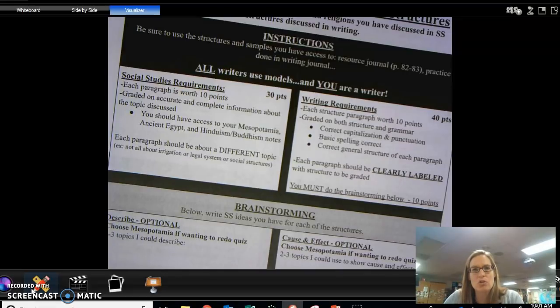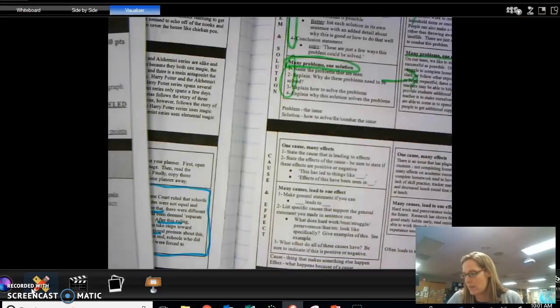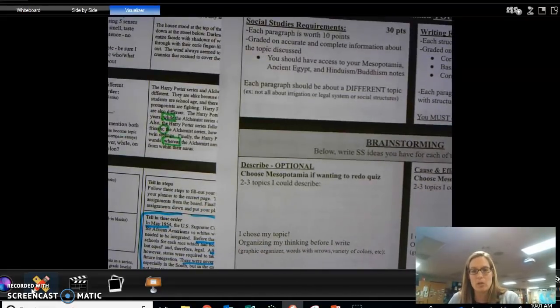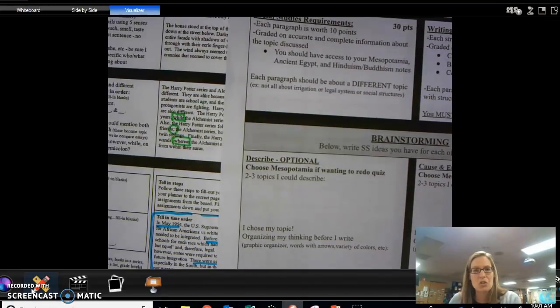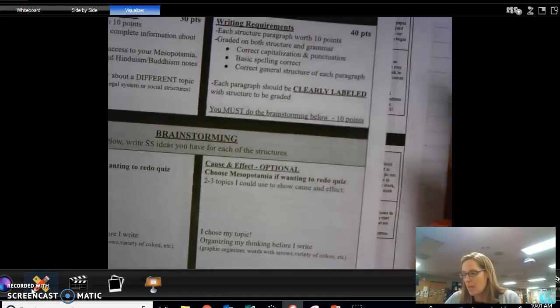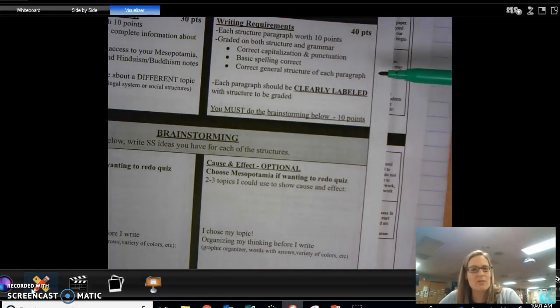So if it's problem solution, you're using words like problem and solution, and you are using the samples on page 83 to help you. If it's comparative in nature, you are going in the order specified on page 82 because that's how we communicate when we talk about comparing. You will also have points there for basic capitalization and punctuation. Remember, we are not out to get you, but I do need to see Egypt is capitalized, and I do need to see that there's periods at the end of sentences.